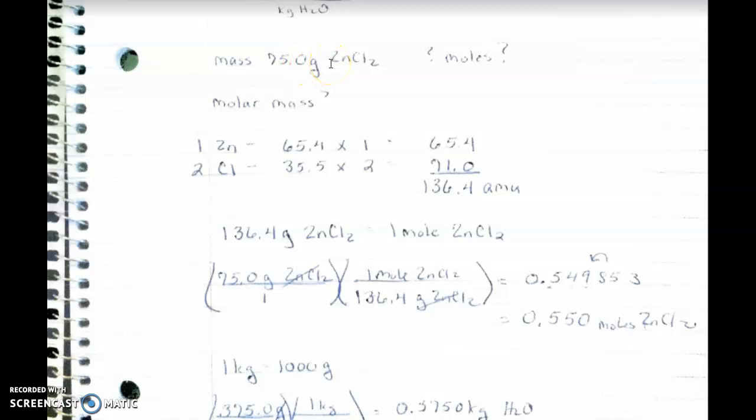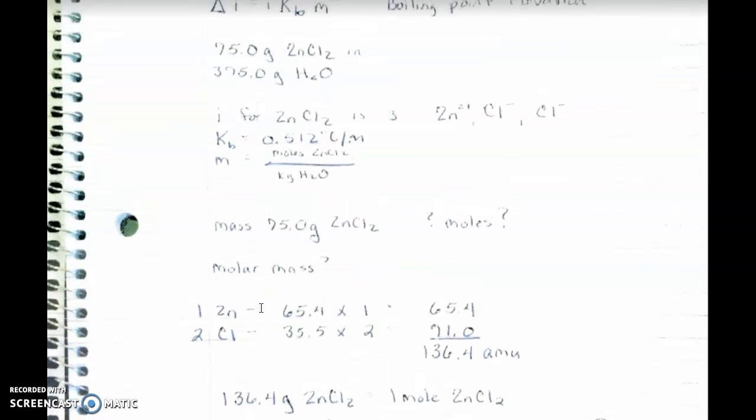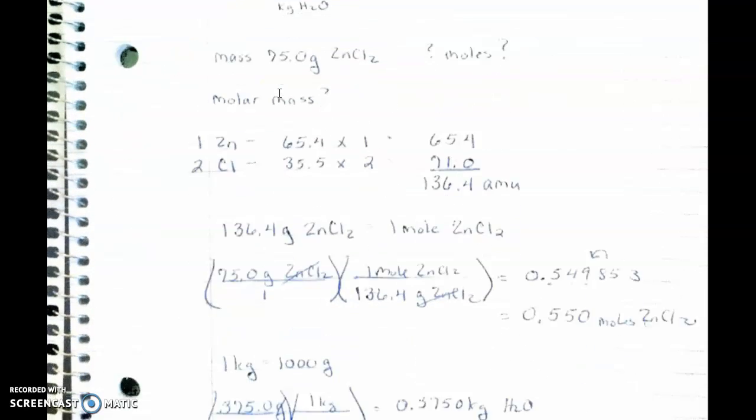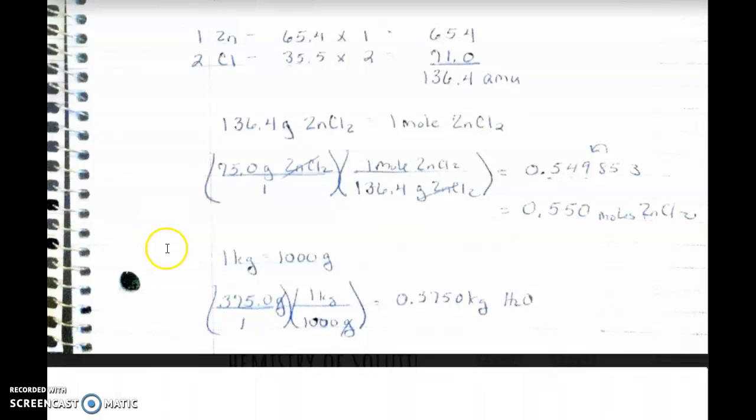Now, remember that that is the moles of our solute, and we need to divide that by the mass of the solvent in kilograms. Well, we know from our problem that we are dissolving that in 375.0 grams of water, so we have to convert that to kilograms. And that's what we've done here.